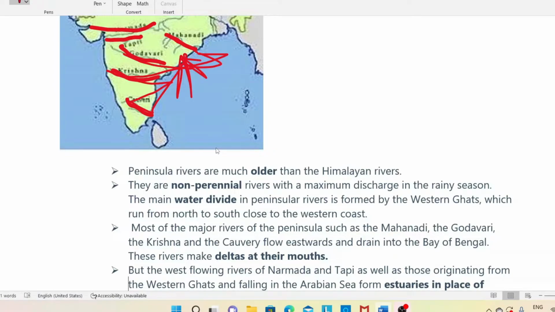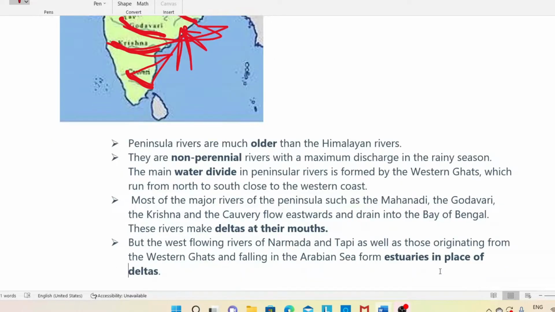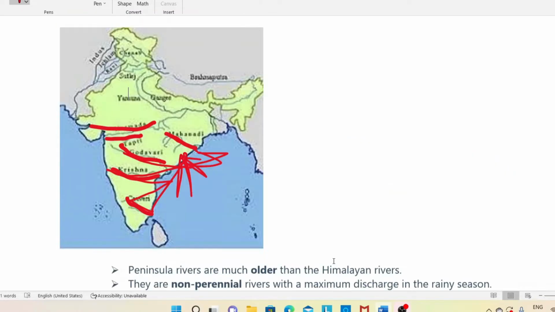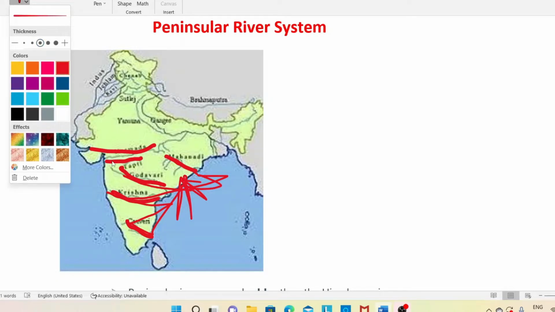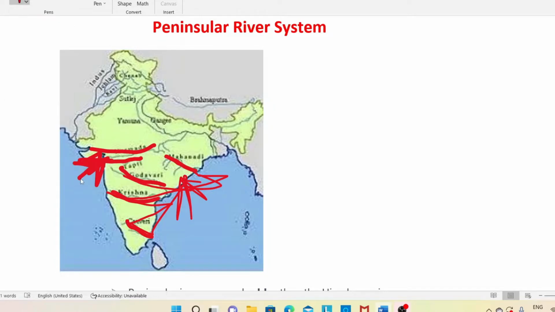But the west flowing rivers, Narmada and Tapi, as well as those originating from the Western Ghats, flow into the Arabian Sea and form estuaries in place of deltas. Another important point: the west flowing rivers, Narmada and Tapi, originate near the Western Ghats, flow in a west direction and drain into the Arabian Sea. Here we can see they drain into the Arabian Sea and form estuaries in place of deltas.